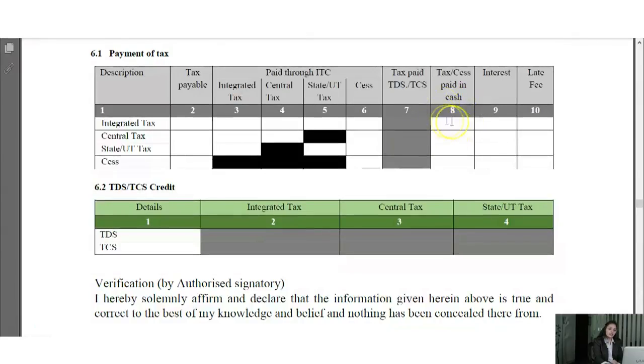In column number 8, the user has to mention the amount of tax paid in cash for IGST, CGST, SGST or UTGST and cess respectively. If the user is also liable to pay any interest or penalty, then the same would be shown in column number 9 and 10. No information is required to be given in point number 6.2 as the provisions of TDS or TCS has been deferred by the government. Lastly, the user has to verify and sign the return and upload it on the portal.